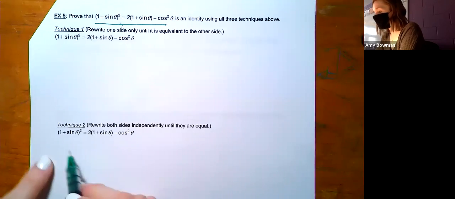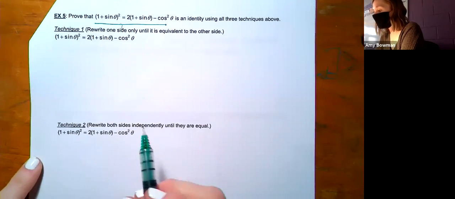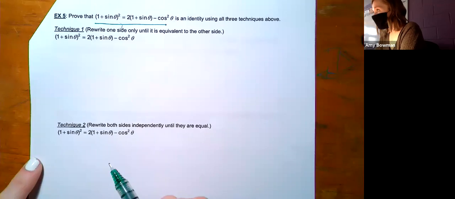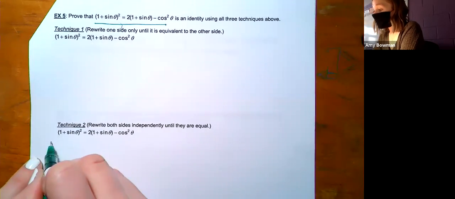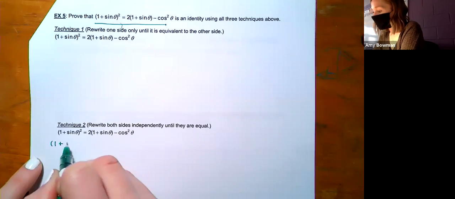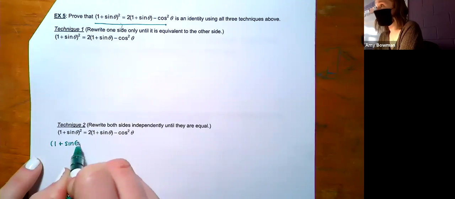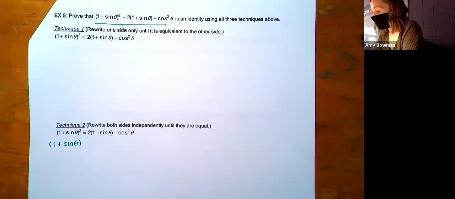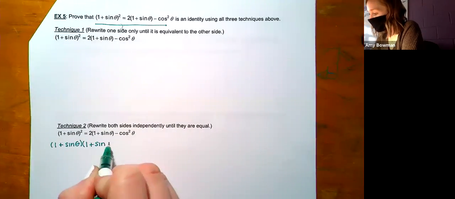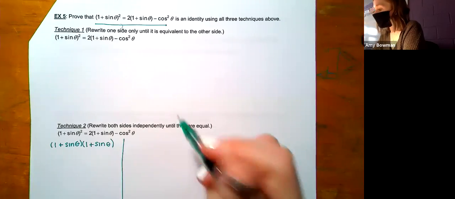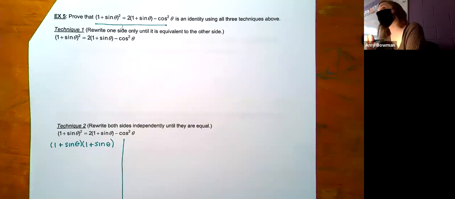So what can I do to the left-hand side? 1 plus sine quantity squared. Simplify? How do I do that? I wouldn't call it simplifying. Expand it. We've got a quantity squared. Literally the only thing we could do is square it. So I'm just rewriting it as 1 plus sine times 1 plus sine. What can I do on the right-hand side?